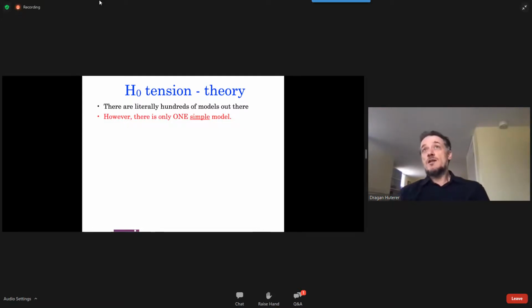In terms of theory, there are literally hundreds of models out there that attempt to explain this. However, there's only one really simple and compelling model. Now it sounds like I'm going to advertise my model, but no, this model is simply sample variance, or cosmic variance. Let's say the global Hubble constant is 67, but locally we may measure it to be 66 or 68. And in fact, is it possible that locally we measure it to be 73 just because we live in a void, in a slightly underdense part of the universe? So this is the only simple model. In fact, this is a guaranteed effect at some level.